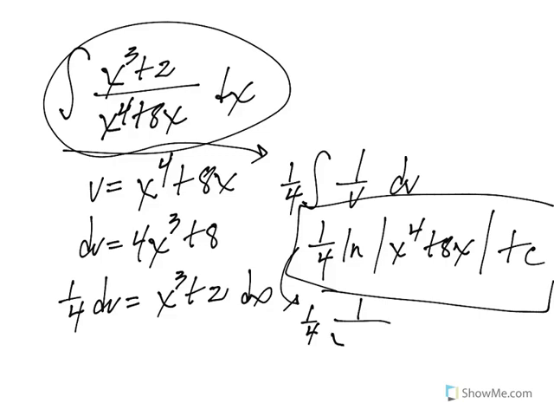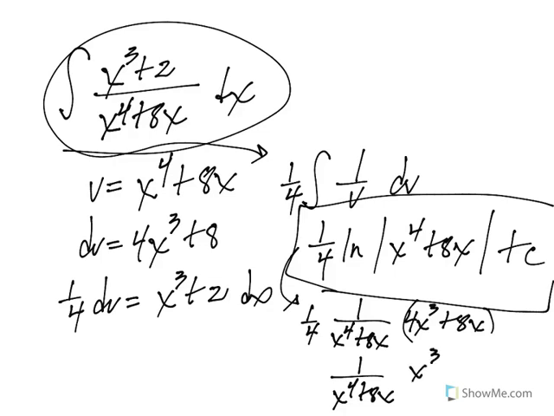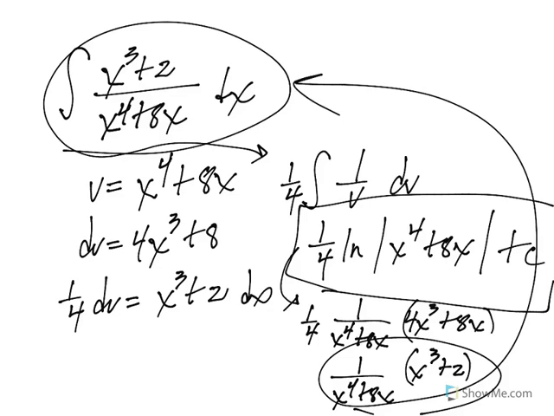It's the natural log of something, so it is 1 over that something. And then I want to derive what I'm natural logging, right, which is 4x cubed plus 8x. If I take a 4 out of there, I can cancel it with this 4 in the denominator, which gives me exactly what I need, 1 over x to the 4th plus 8x, and that is going to be times x cubed plus 2, which is what I started with, so it does check.